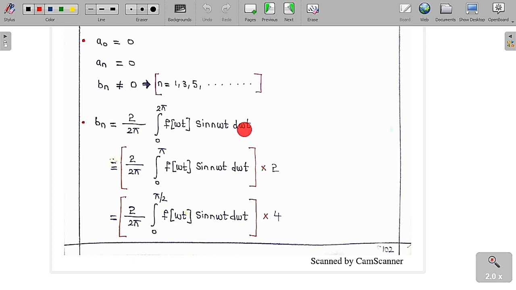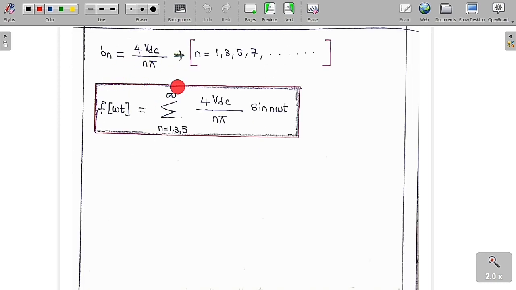So I can simply say that here only the odd harmonics of sine terms are going to be present. After simplification, finally we get Bn is equal to 4 VDC by n pi, only for odd harmonics. If you substitute in the general expression, then f of theta is equal to sigma n is equal to 1, 3, 5 to infinity of 4 VDC by n pi into sine n theta. This is the Fourier series expression of this periodic signal.